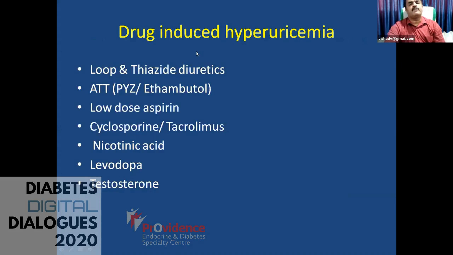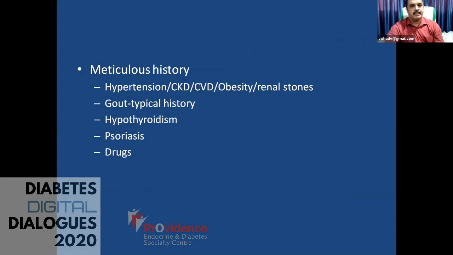Also, we need to be aware of the drugs which can cause hyperuricemia, because this patient may be on any of these drugs. Loop and thiazide diuretics, antituberculous treatment, low dose aspirin, cyclosporin, nicotinic acid, levodopa, testosterone. These are some of the drugs which are very well known to be associated with hyperuricemia.